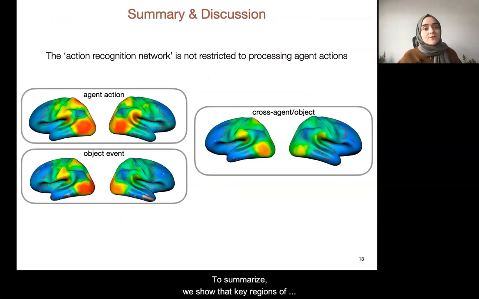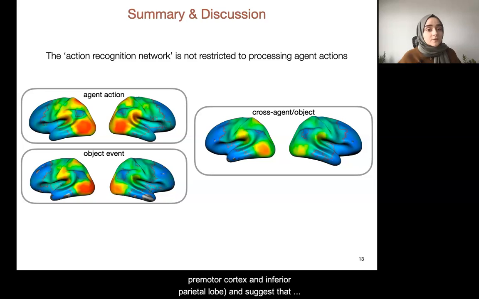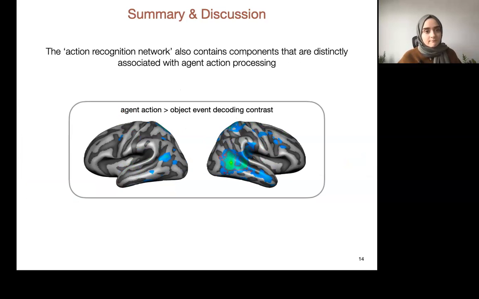To summarize, we show that key regions of the action recognition network not only represent agent actions and object events in an overlapping way, they also encode representations that are shared between the two. And this has implications particularly for action processing effects in the motor system, I think, such as premotor cortex and inferior parietal lobe, and suggests that action representations here cannot be limited to sensory-motor features specific to agent actions. We also found a subregion in right superior middle temporal sulcus that could better distinguish agent actions compared to object events. So the action recognition system also contains components that are distinctly associated with agent action processing.